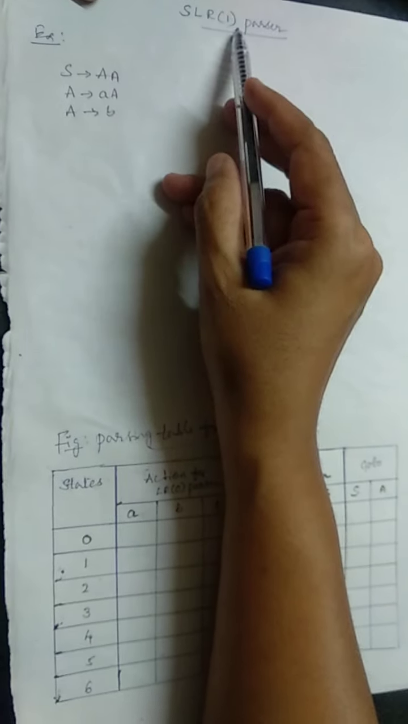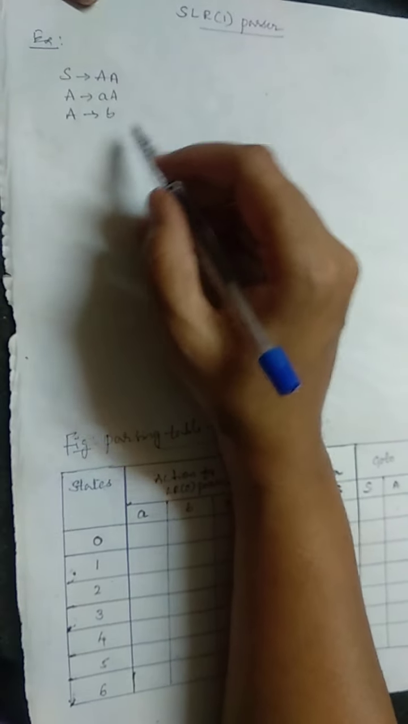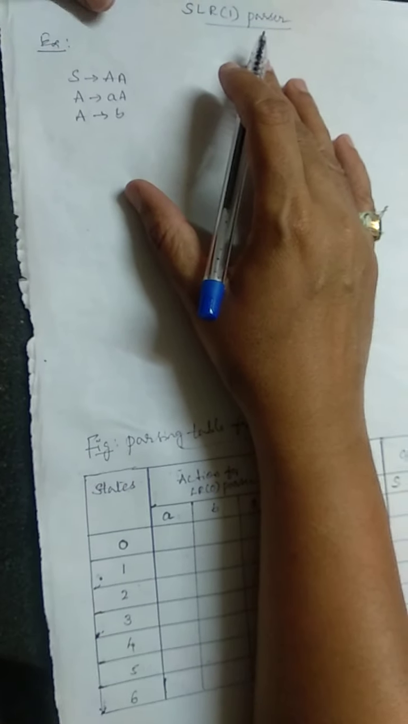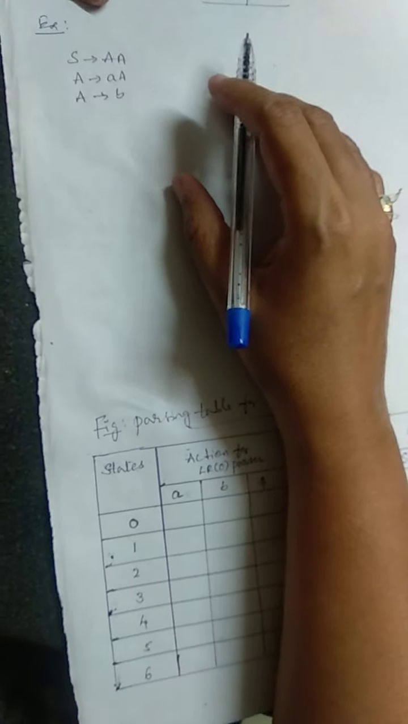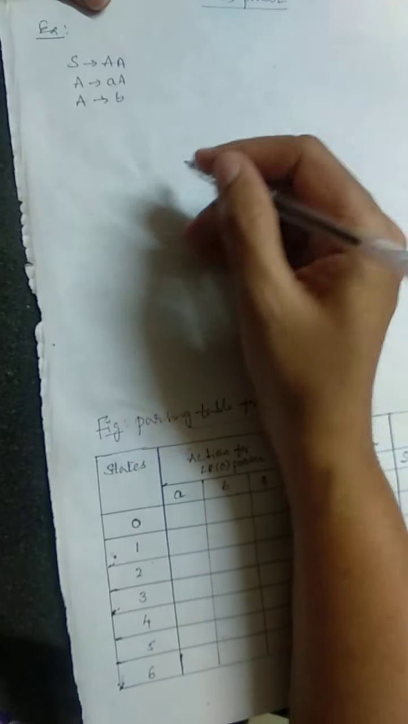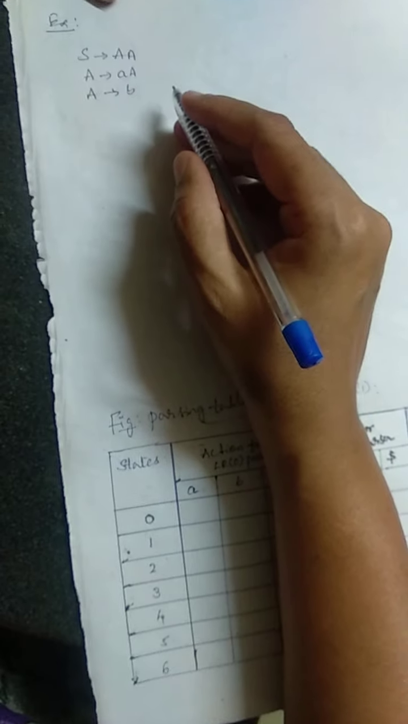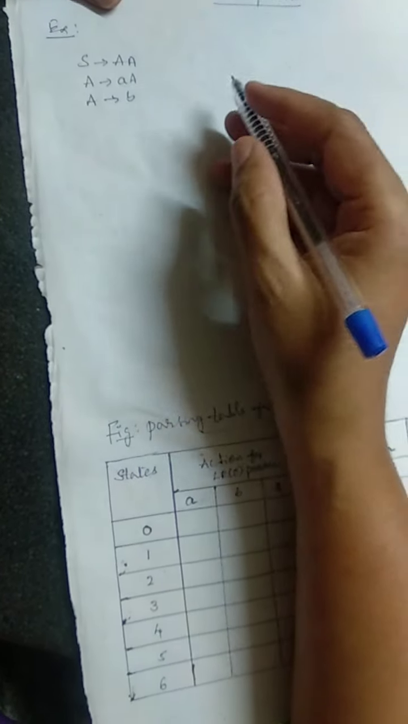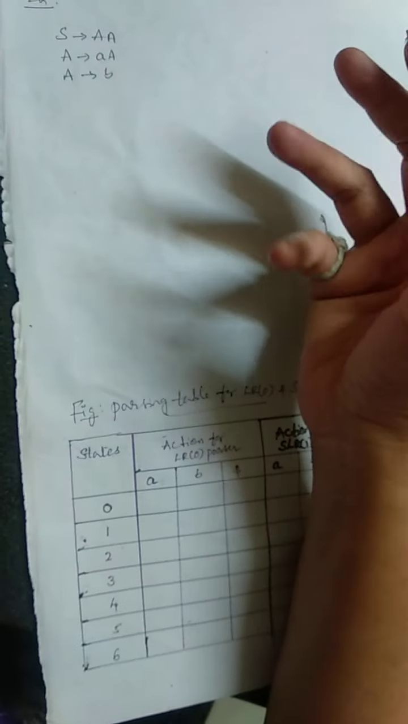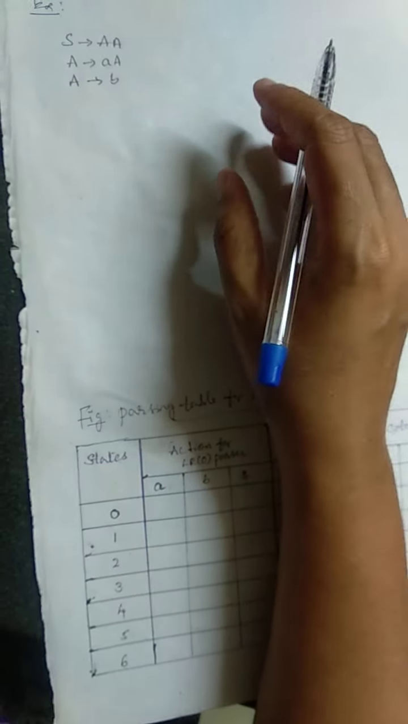Before constructing the SLR1 parser, I'll construct once again the transition diagram for the LR0 parser, and then I'll show you the difference between LR0 and SLR1. These LR0 and SLR1 are both almost the same, with a slight difference. I'll tell you what the difference is.